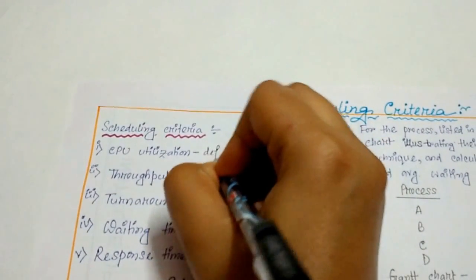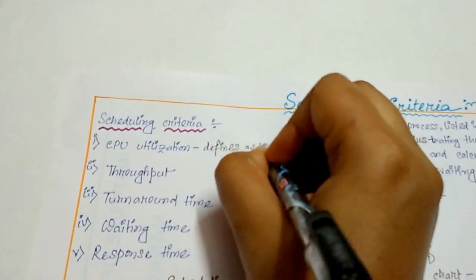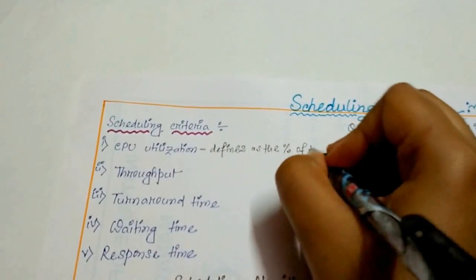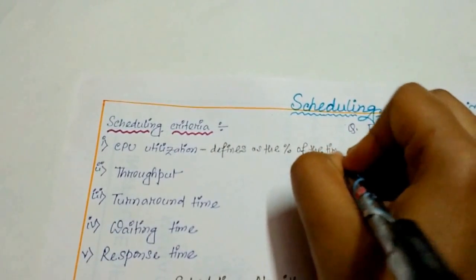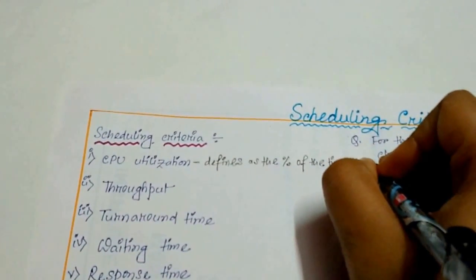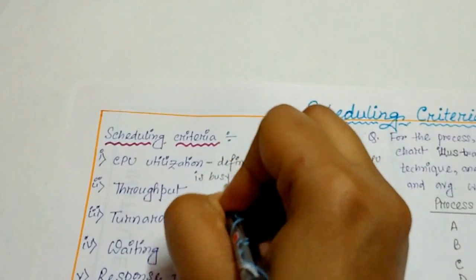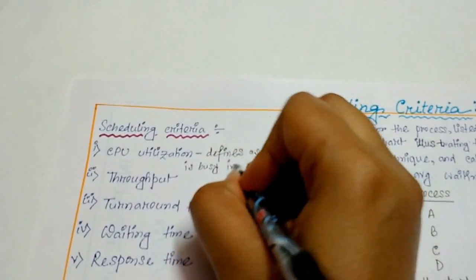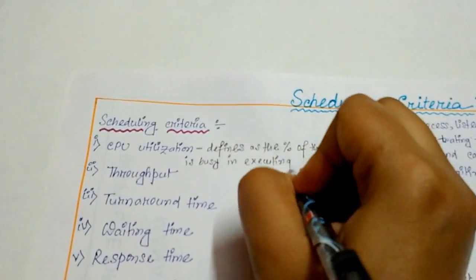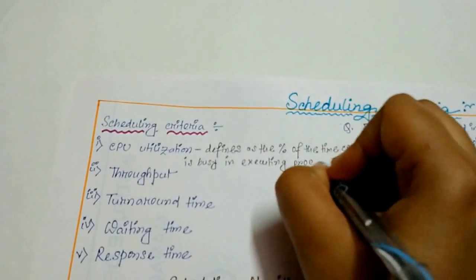It is defined as the percentage of the time the CPU is busy in executing processes.